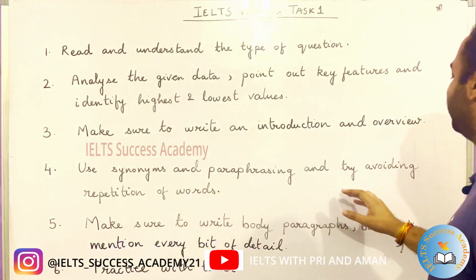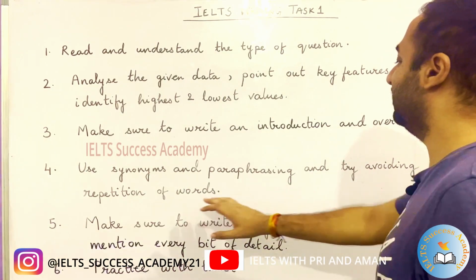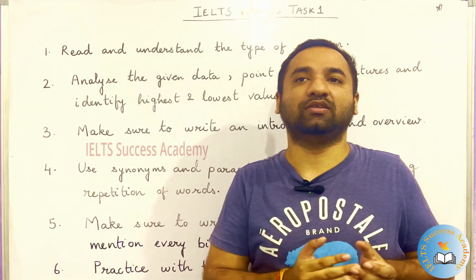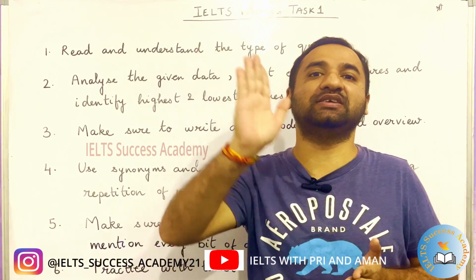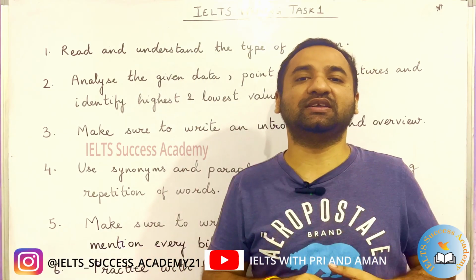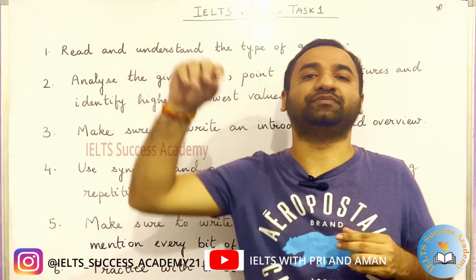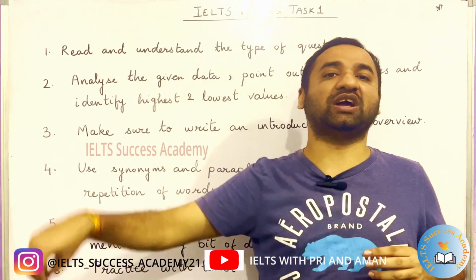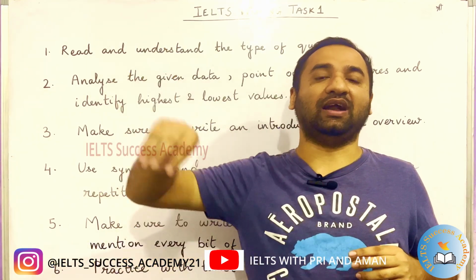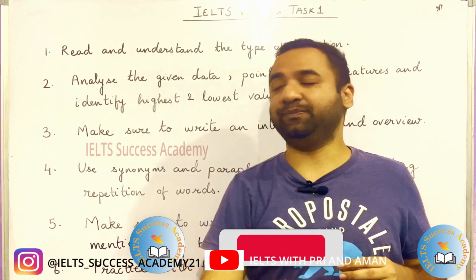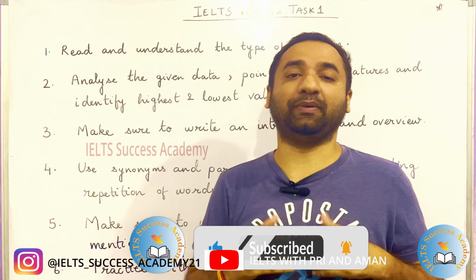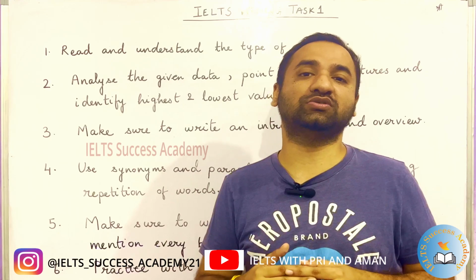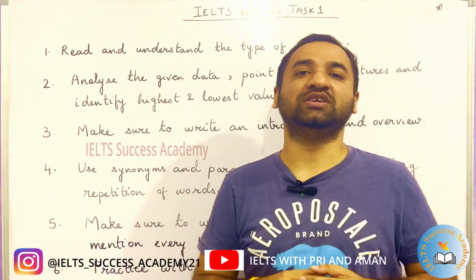Use synonyms and paraphrasing and try avoiding repetition of words. How can you say that a data point is increasing? What is the synonym for increasing? It has risen. And for decreasing, plummeted. If it is a very sharp decrease, you can say that the data point has plummeted. So avoid repetition of words. I have already posted videos regarding synonyms that can be used in IELTS writing task 1. Please make sure to check that out as well.